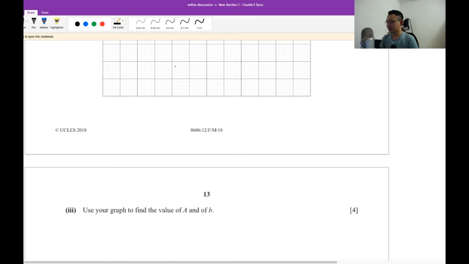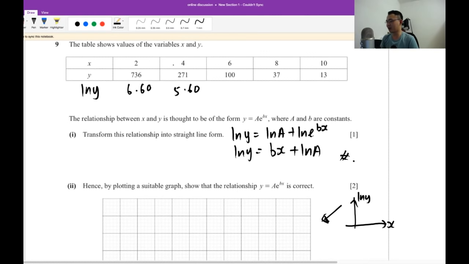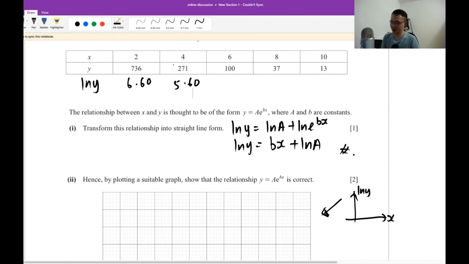Alright, maybe I plot also, since maybe some students can't get a mark from here. So I'm trying to help. 4.61, and then ln 37 is 3.61, and then ln 13 is 2.56.